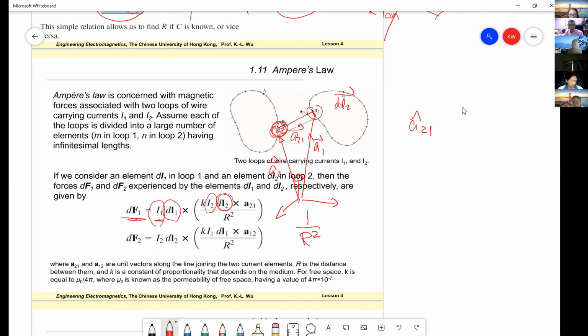1 over R squared. Then the direction of the force applied to this second loop follows these relations. So you can see this is experimentally discovered, the Coulomb's law for magnetic field.